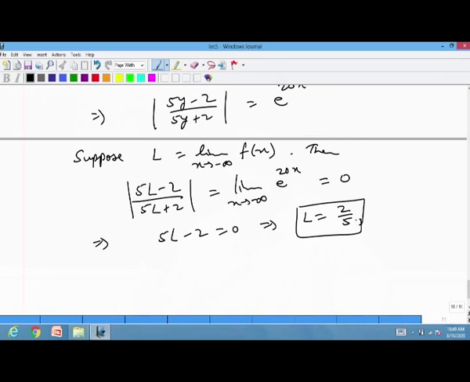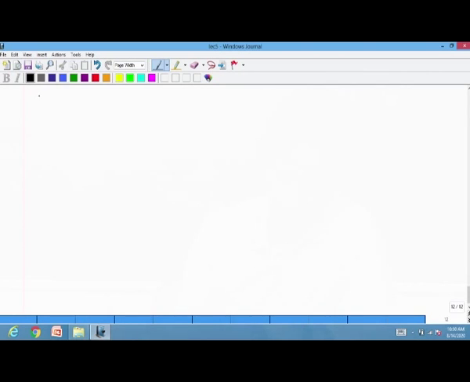So, the limit x tending to minus infinity of f of x is equal to 2 by 5. Let us do problem number 3.